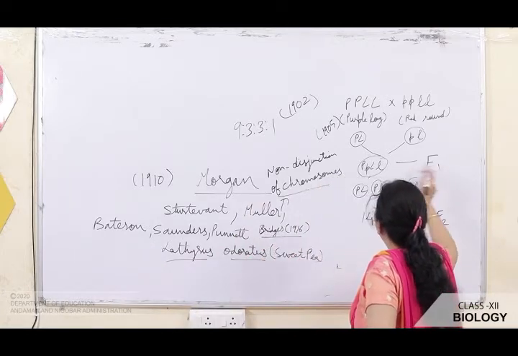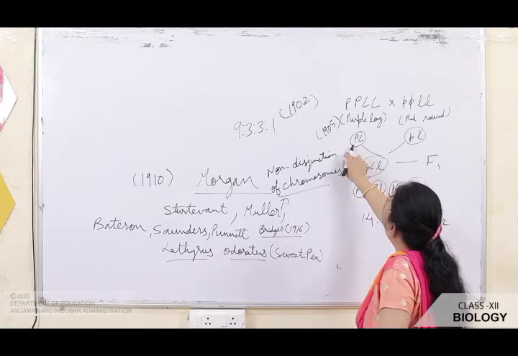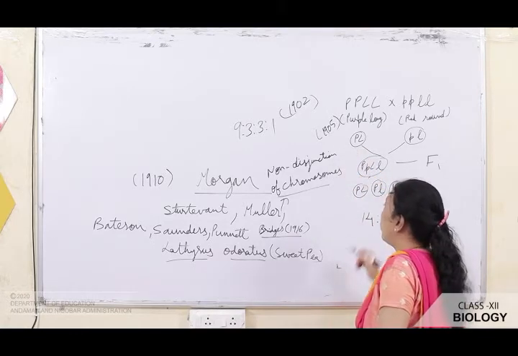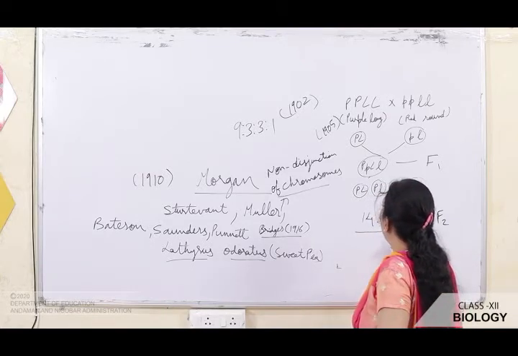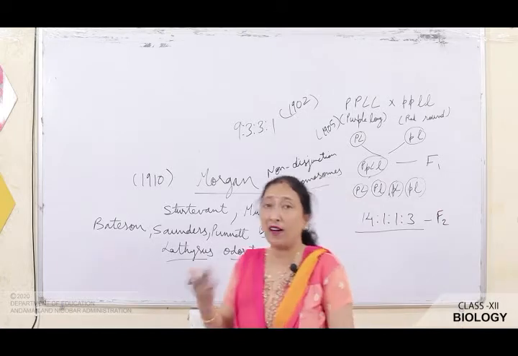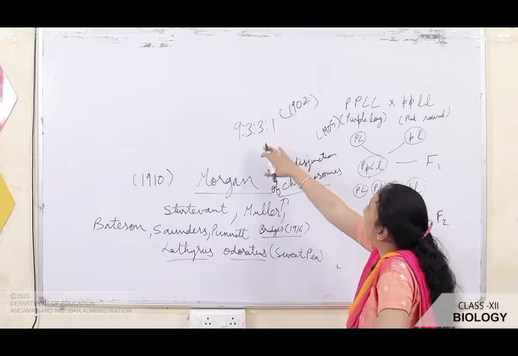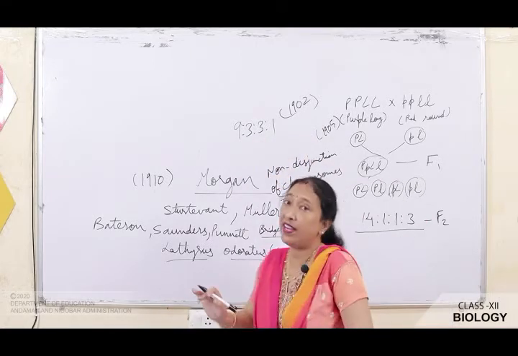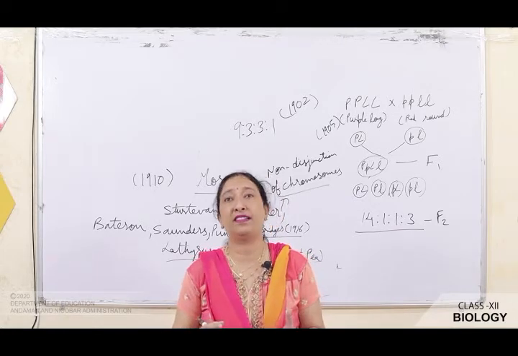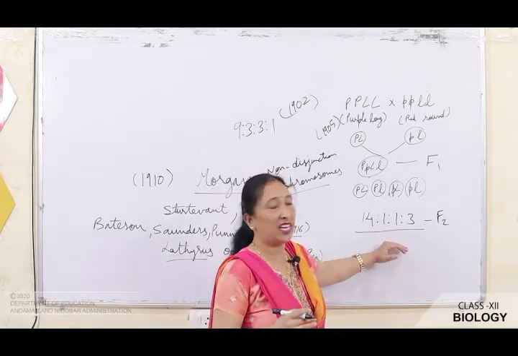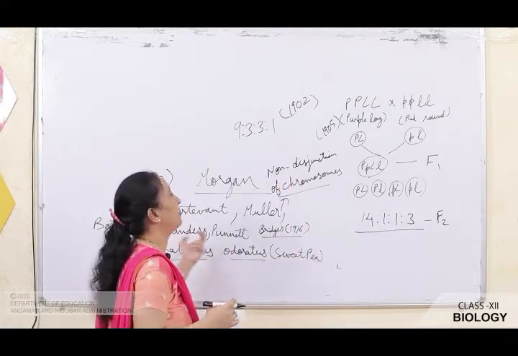In the F1 we are getting all heterozygous, but it will still be dominant. It will be purple long in the heterozygous stage. When it is allowed to self cross, we get this ratio in the F2 generation, that is 14:1:1:3, which is far different from what Mendel had given. Mendel gave 9:3:3:1, but it has deviated, which shows that the chromosomes failed to separate. That is why this ratio was given by these three scientists, Bateson, Saunders and Punnett.